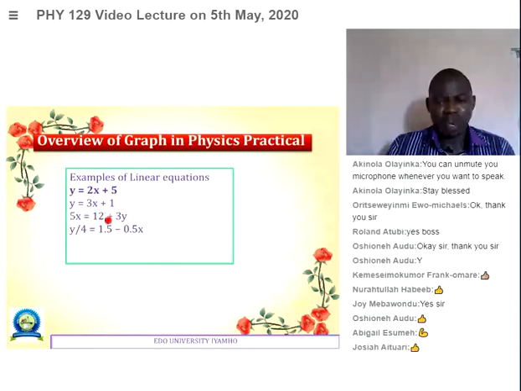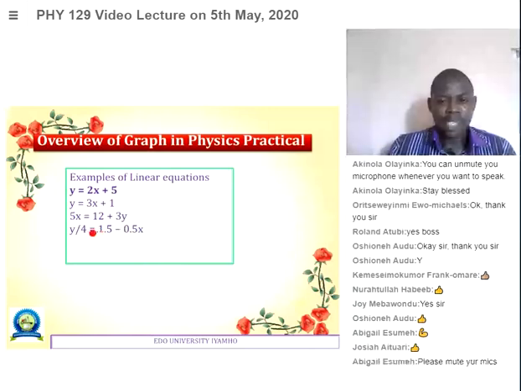Going forward, if you have an equation like 5x is equal to 12 plus 3y, it is also a linear equation. It's just that it's not expressed in a standard form like we saw earlier. If you make y the subject of the formula, this equation gives you y is equal to 5x minus 12, all divided by 3. And that also gives you a linear equation. The same thing with what you have in the fourth equation here.